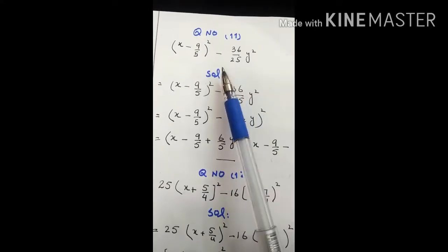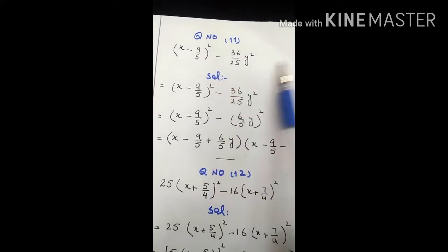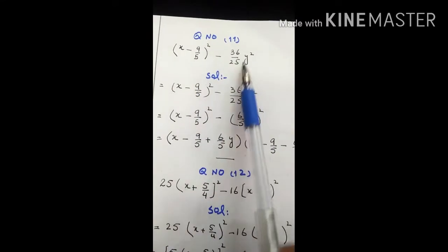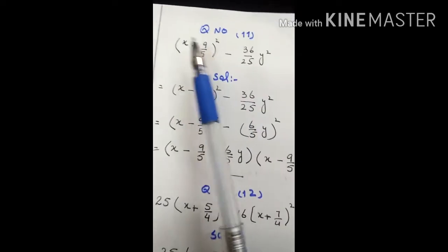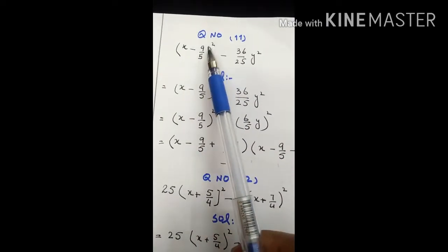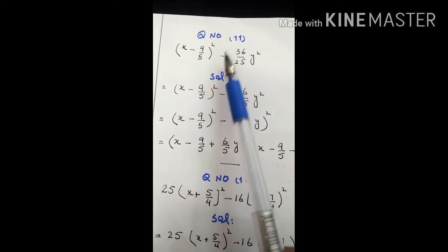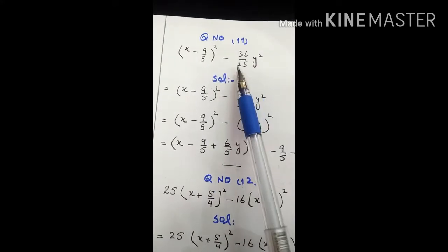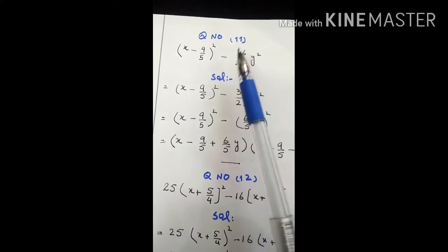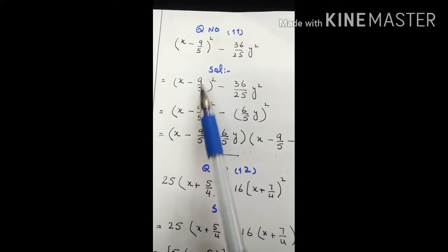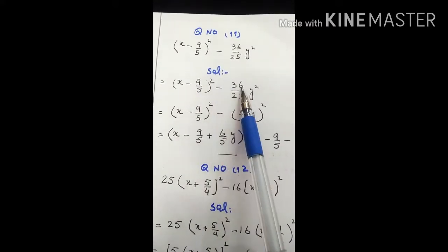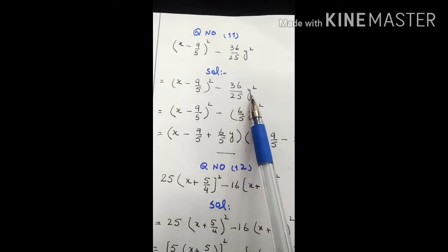Question number 11. Beta, previously we did questions with simple values, there was no fraction. Now in question number 11, fraction is involved. You are having the question (x minus 9 by 5) whole square minus 36 over 25 y square. First of all, rewrite the question: (x minus 9 by 5) whole square minus 36 by 25 y square.